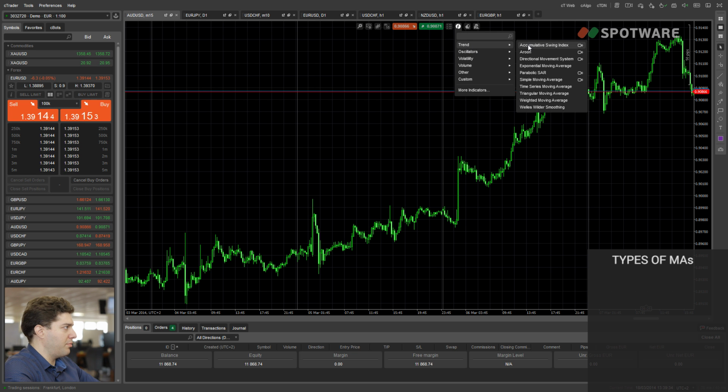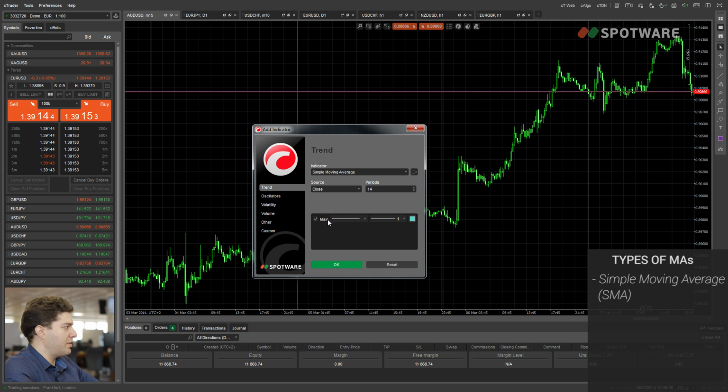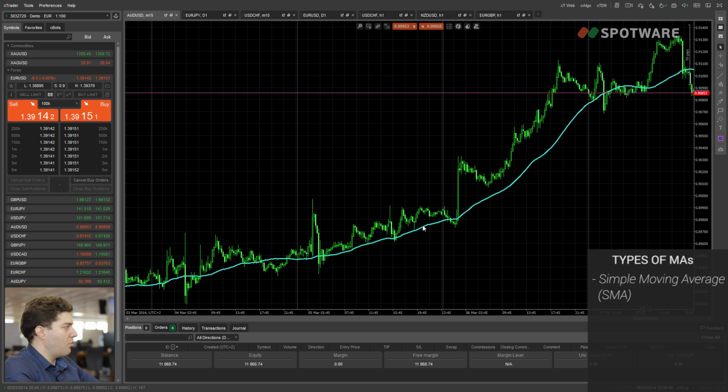First type is a simple moving average. The simple moving average is just an average of the prices. And what's so special about the simple moving average, let's plot a 50 period simple moving average now, is that it takes all the prices equally into account. Simple.